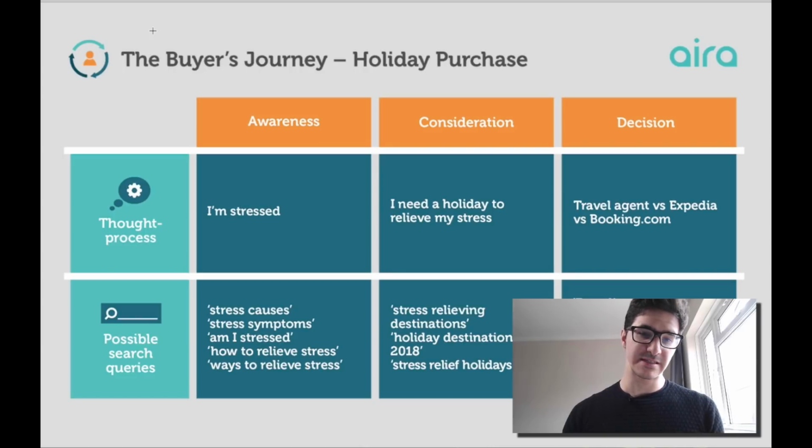So in the awareness stage, the thought process is, I'm stressed. There are a lot of different keywords that these kind of people, the people who are stressed, are going to type on Google. So that's what we want to do. We want to find those keywords that people in this stage, who are getting aware of the problem that your product will solve, are typing on Google. For example, in this case, the keywords could be stress causes, stress symptoms, am I stressed, how to relieve stress, ways to relieve stress.